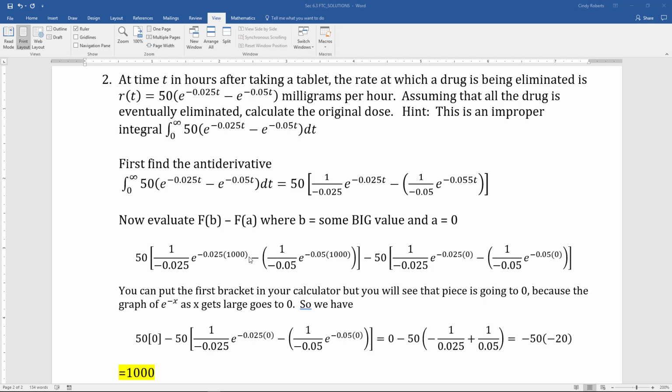So for b, you just plug in some really big value. And then for a, I'm plugging in 0 right here and here. And here I say you can put the first bracket in your calculator if you want. But if you really, really understand exponential functions, I don't have to do this. I know that this piece right here is 0. How do I know that? Because e to the negative some big value.